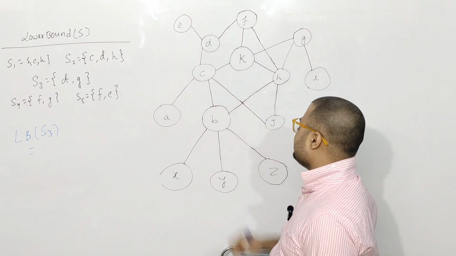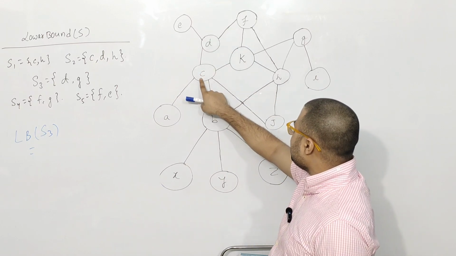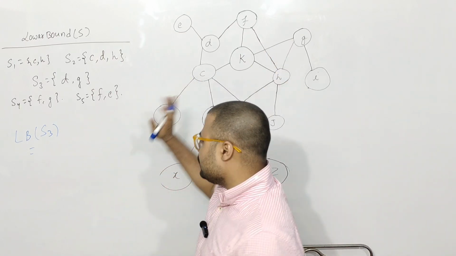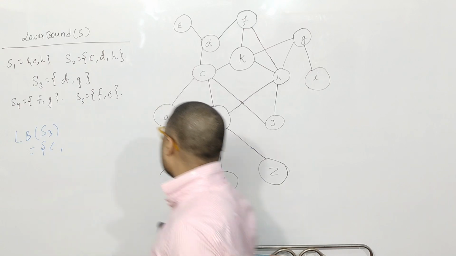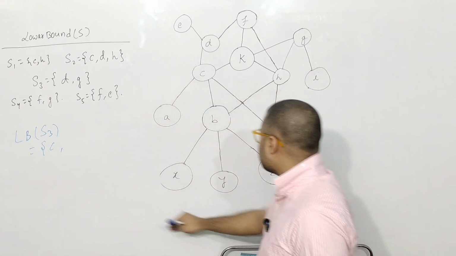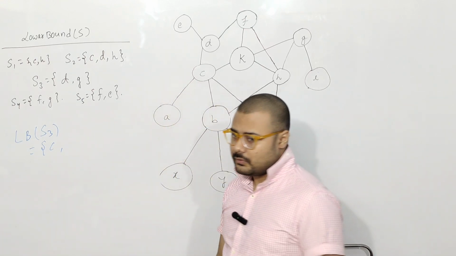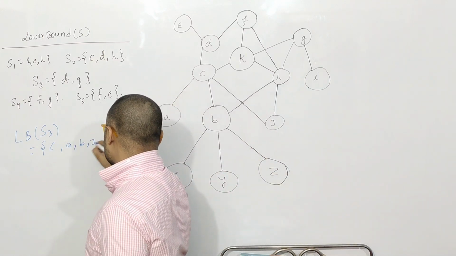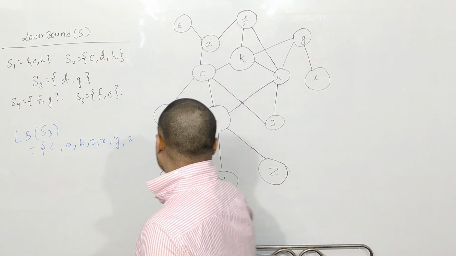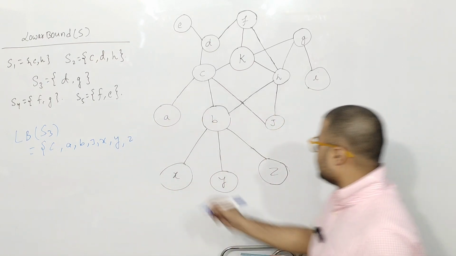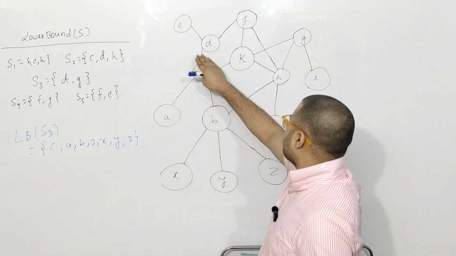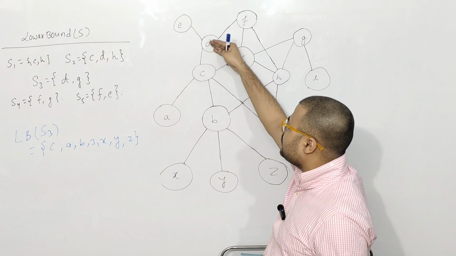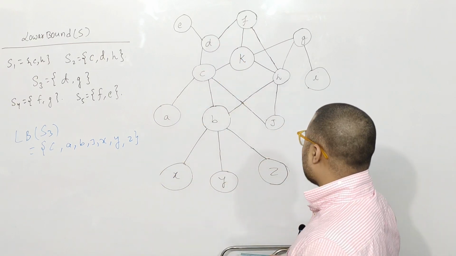Get one step down from D, you have C. C is related to D and C is related to G. So C is a point of meet. C, comma, everything that comes under C, all of them will be a part of your lower bound. So A, B, J, X, Y, Z. There's only one way you can go in the downward direction from D. So I think that is covered now.